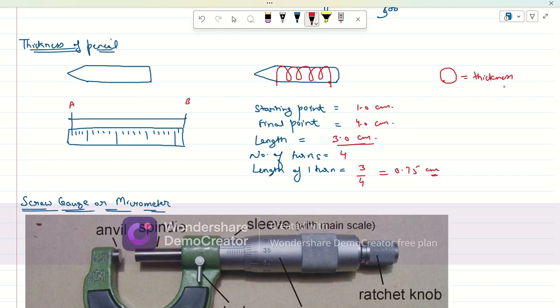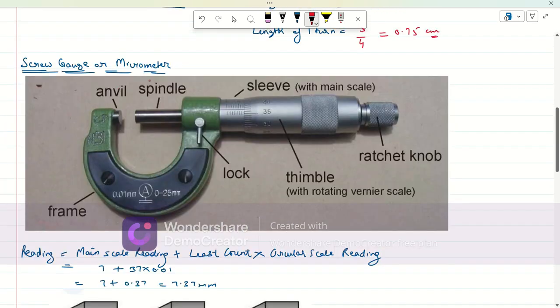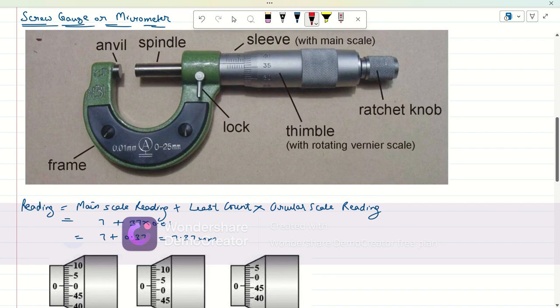So this is one technique. Another technique to measure the thickness is using a screw gauge, or meter gauge. So this is a screw gauge. This is the main scale reading and this is the circular reading. Different parts are labeled, you can see. You will keep the object whose thickness is to be measured here.